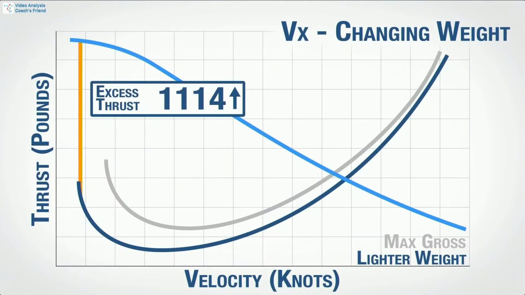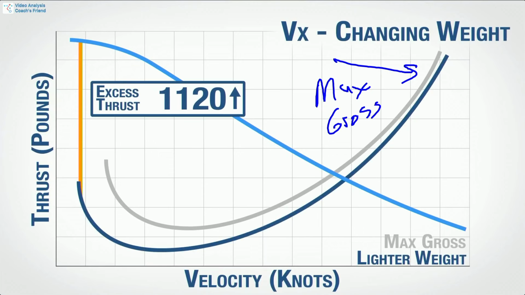Okay, so when we look at the iPad, I've got a couple things drawn out here. First of all, you're going to see the gray line right here. That gray line is max gross. That's as heavy as you're going to get. The dark blue line we'll say is minimum, like the basic empty weight. And what you're going to notice is the thrust required curve decreases, which makes sense. We don't need as much thrust when we're light, but it also shifts.